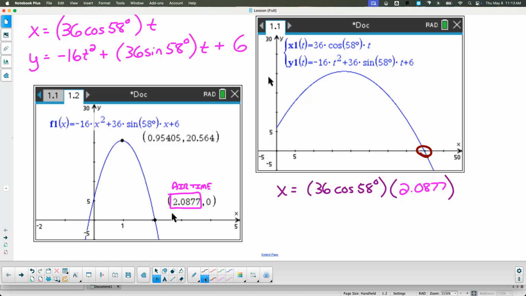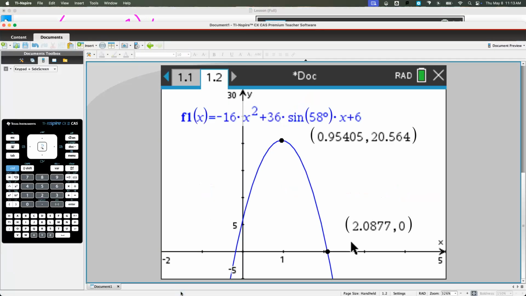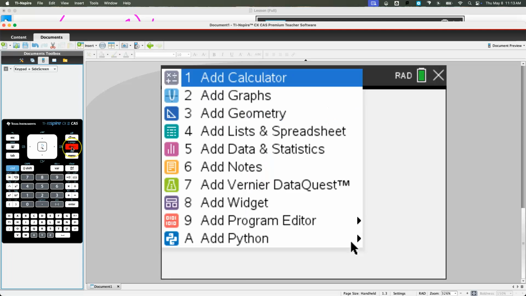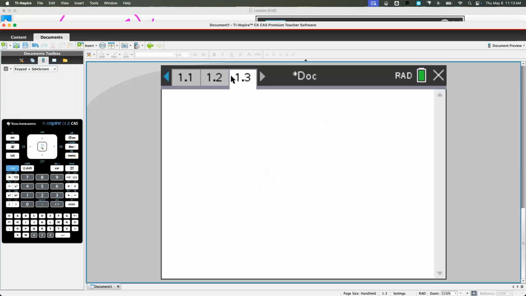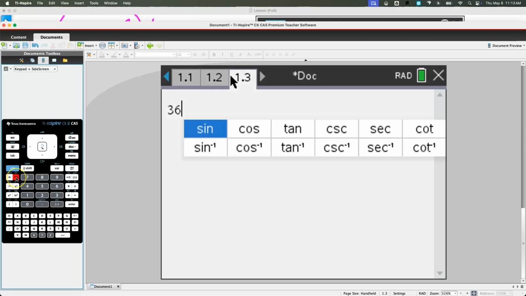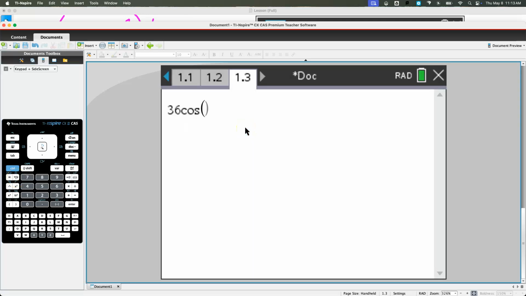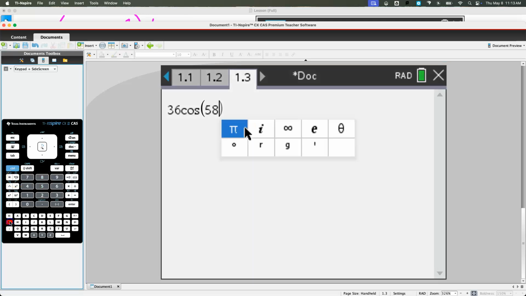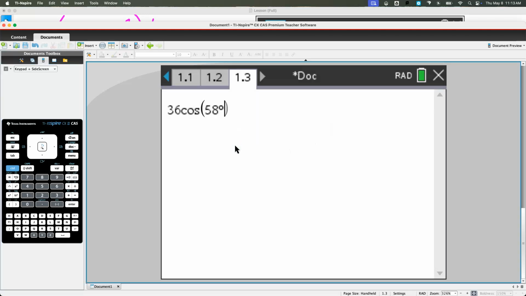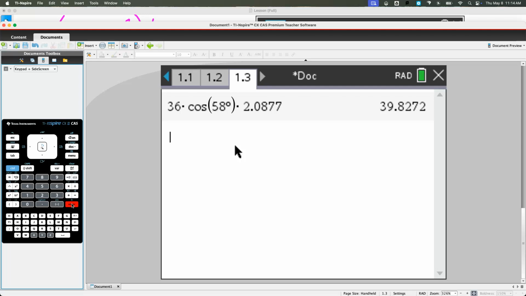Okay. So that becomes then just a regular old calculator. 36 cosine of 58 degrees times 2.0877. So that ball went a grand total of 39.8272 feet.